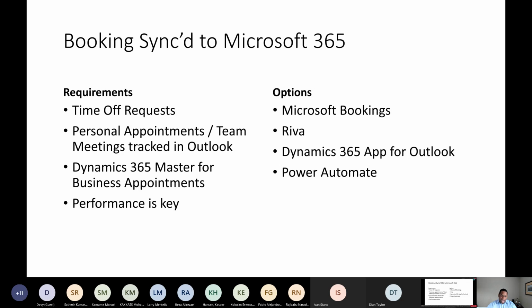So what are our options to make it automated? If you're like me, you like things to be easy. Well, you can simply go with Microsoft Bookings. Just dump data in there. There are third-party integrators such as Riva. There's also the D365 app for Outlook. You put it on the calendar, you track it, and it shows the availability there. And there's also wonderful Power Automate.